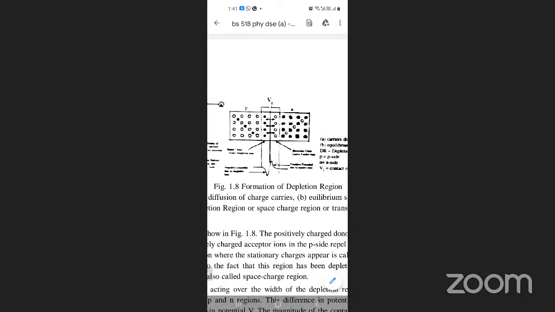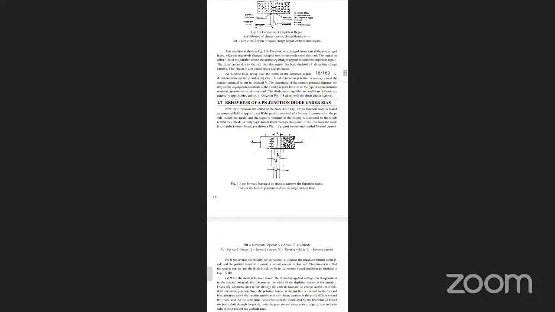Why? Because all these charge carriers are attracted towards the battery. That means they lose their charges and become ions. Ions form a layer. That layer is the depletion layer, so the width of the depletion layer increases in reverse bias. That's why the charge carriers cannot move freely from one region into the other, and the width increases. So current conduction does not take place in reverse bias. Getting my point? Okay. So you have to read this and also draw the figure.